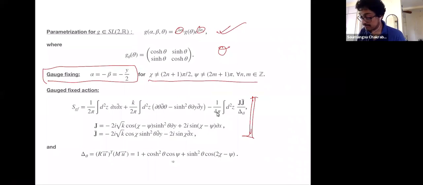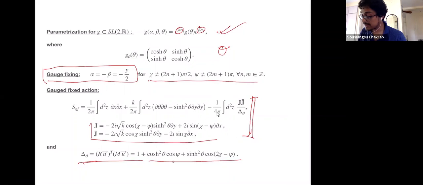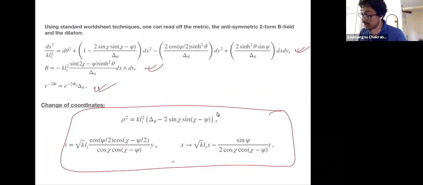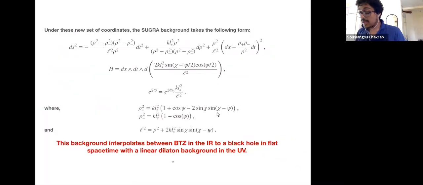This becomes a bit complicated looking. These are the j's. Y is kind of the time direction, Jx is the direction along the spatial circle, and theta is the radial direction. Then, using standard worldsheet techniques, let's read off the metric, the B field, and the dilaton. Now, this metric, if we look at it carefully, doesn't resemble anything that we have seen before. It's not a nice looking metric. But once you do these coordinate transformations, you get a nice looking metric that we have seen before.